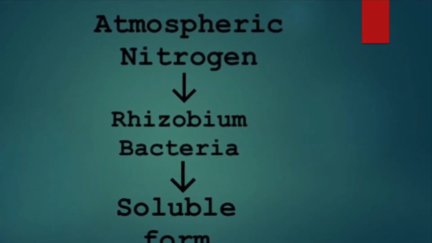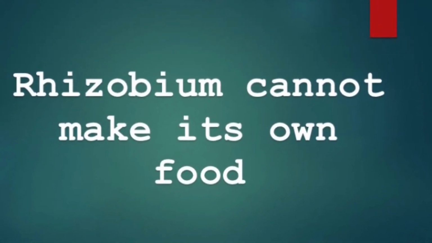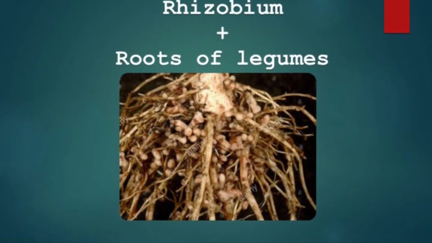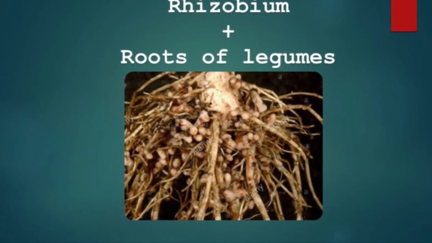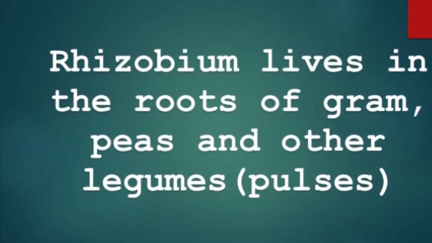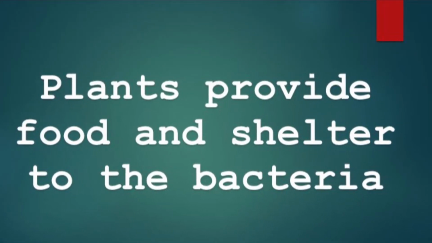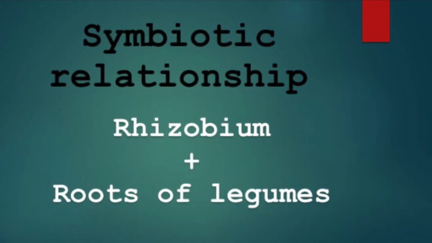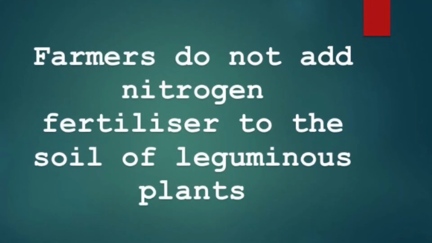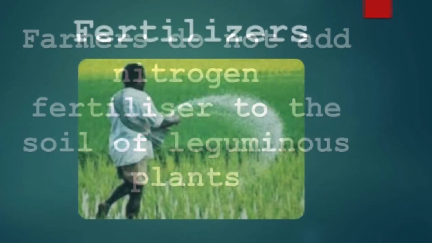But Rhizobium cannot make its own food. So it lives in the roots of gram, peas and other leguminous plants. Most of the pulses are obtained from leguminous plants. In return, plants provide food and shelter to the bacteria. Therefore, they both have a symbiotic relationship with each other. This association is of great significance for farmers as they do not need to add nitrogen to the soil in which leguminous plants are grown.